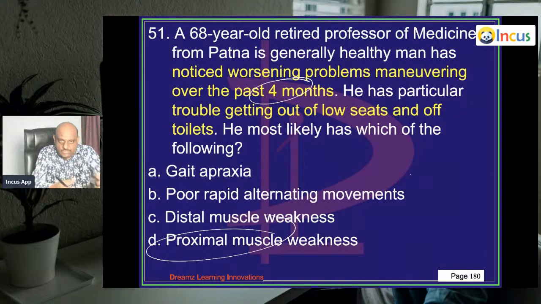Distal muscle weakness typically affects what you do with your fingers, like unbuttoning, buttoning, or sewing, or combing. Of course, combing requires shoulders, proximal muscle. And in the feet, there will be tripping attacks, fall downs. The person will be falling down if distal muscle weakness is there. So that is what you need to remember.